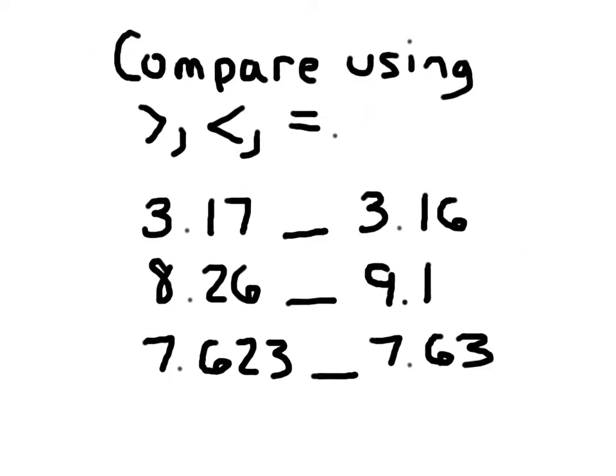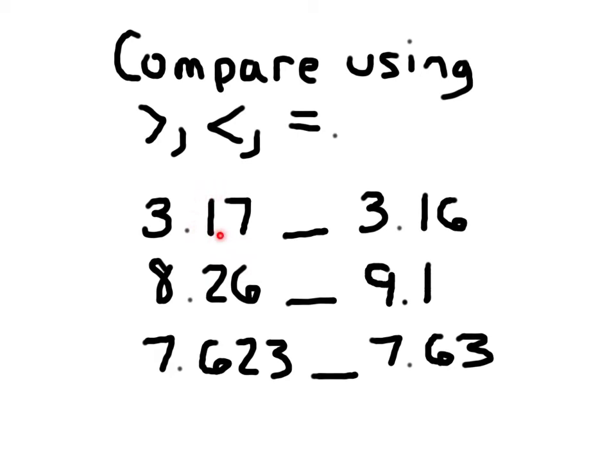All right, this time we are comparing using greater than, less than, or equal. Now we have decimal numbers. I like to start with these decimal numbers by looking at the wholes. So I'm comparing 3 wholes with 3 wholes, and in this case they're both worth 3. Since they're the same, we move on. After the decimal point, I like to make sure that they have the same number of digits. Both of these have 2 digits after the decimal point, so they both have a tenths place and a hundredths place.